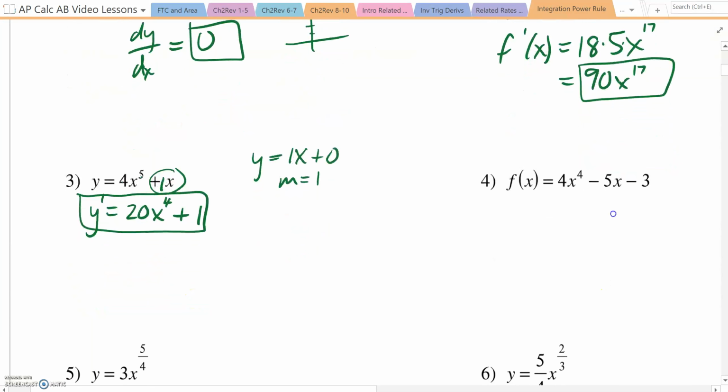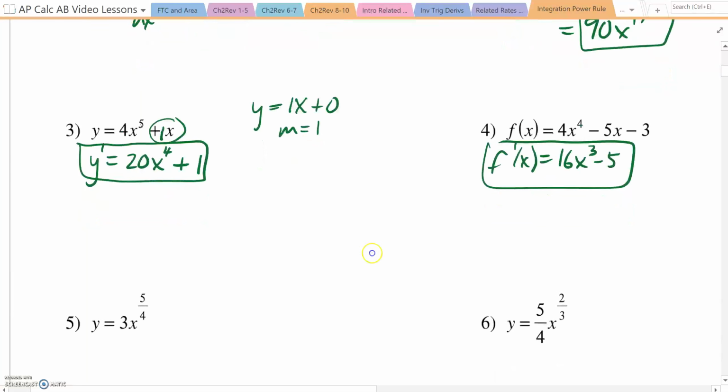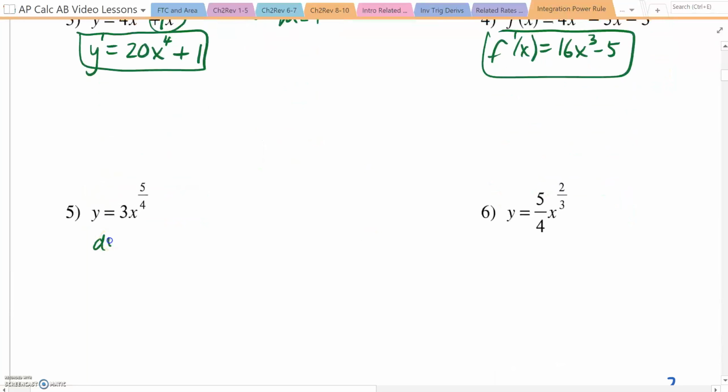All right, moving on to number 4, f prime of x. 4 comes down to multiply by the other 4, reduce the power. Minus 5, the constant goes away. Next one, dy dx we'll say. You could have also said y prime.